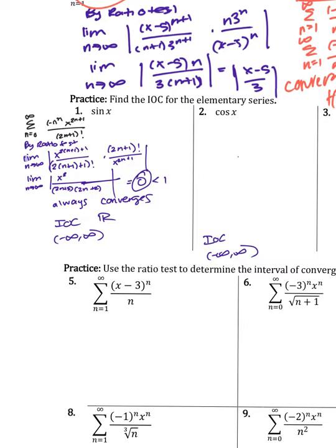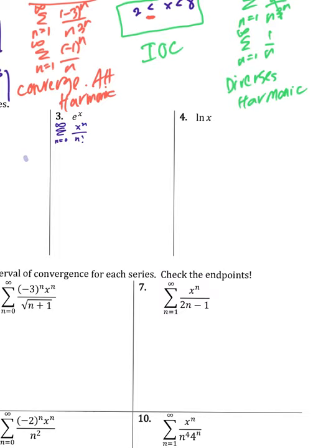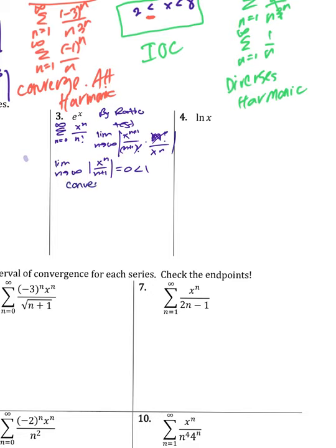Let's go ahead and look at e to the x. So here's our series for e. We're going to say by the ratio test, the limit as n approaches infinity of x to the n plus 1 over n plus 1 factorial times n factorial over x to the n in absolute value. Those x's are going to divide out. So we're going to be left with x over n plus 1. That limit is also equal to 0, which is less than 1, which means this series converges everywhere.